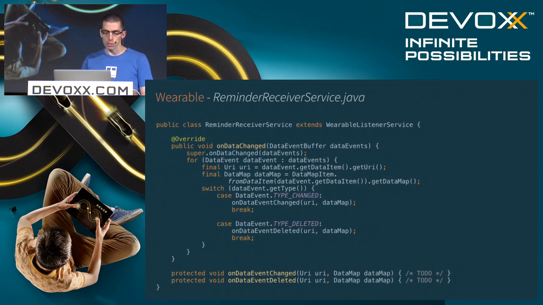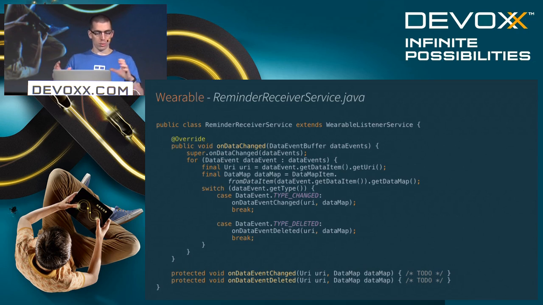On the wearable device, you have to listen to new data map items that are received. This is done thanks to the wearable listener service. This is a service that is part of Google Play Services, and that gets started when a new data map or data event gets received on the wearable device. When it gets started, you are called in the onDataChange method, which gives you a data event buffer, basically an array of data events.